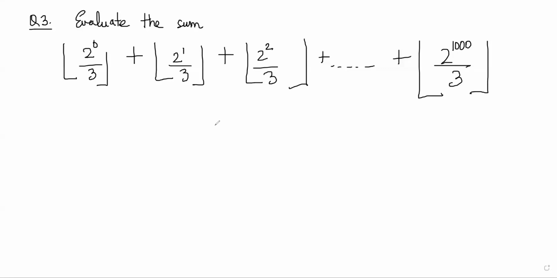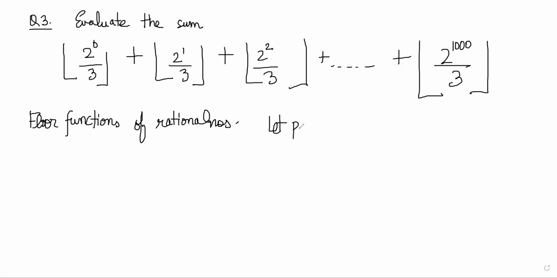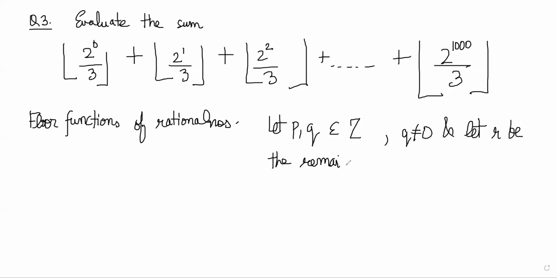Okay. Now, I'm doing this particular problem because we'll understand a new concept here, which is basically floor functions of rational numbers. So let P and Q belong to integer Z, where Q is not equal to 0, and let R be the remainder when P is divided by Q.